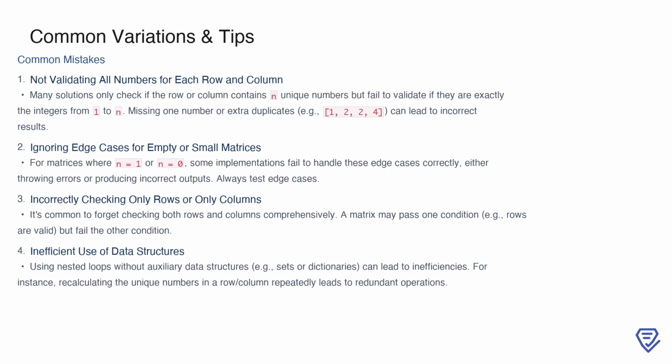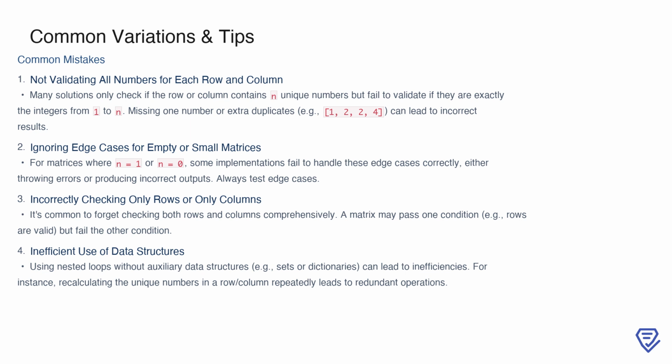When solving this problem, there are several common mistakes to watch out for. First, it's important to validate that each row and column contains exactly the integers from 1 to n, no duplicates, no missing values. For example, a row like 1, 2, 2, 4 might seem unique but fails the requirement because the number 3 is missing, and there's a duplicate too.